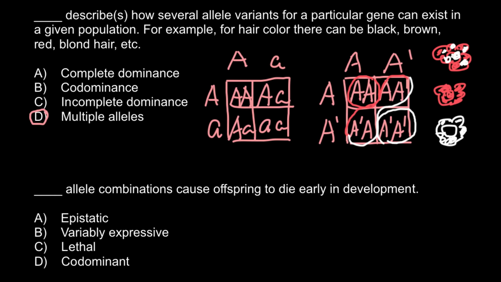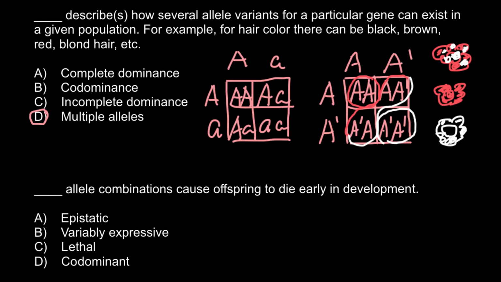So why not choose any of these answers? And the answer is easy, because all these colors are possible due to the existence of multiple alleles. So the most obvious answer is answer D, multiple alleles.